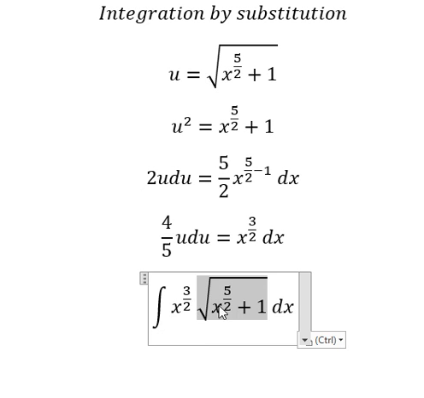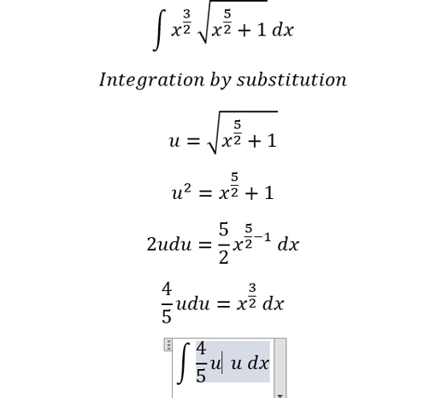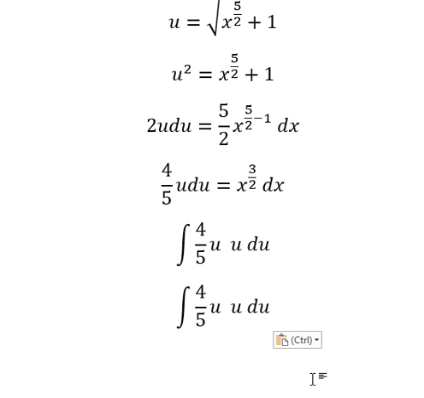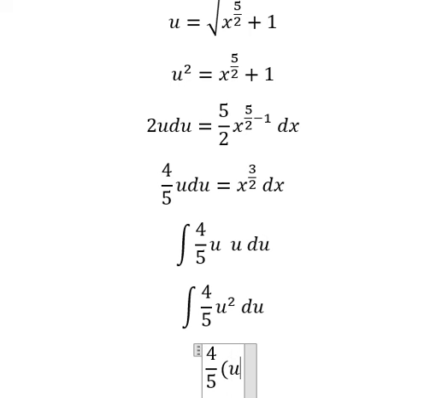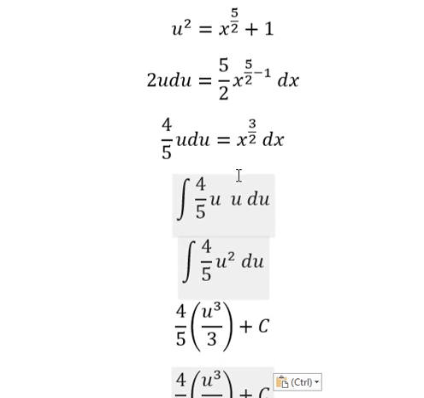The square root we change to u. This one with the s we change to 4 over 5 u du. U and u we have u square. The integration of u square, we have u to the power of 3 over 3, and we put c. Then back in terms of u, that is this one.